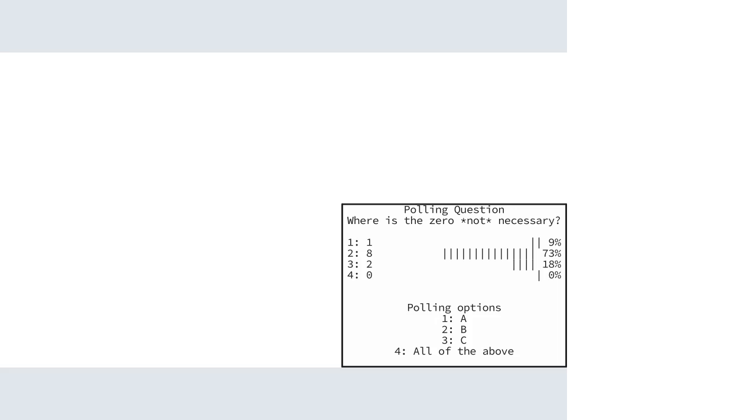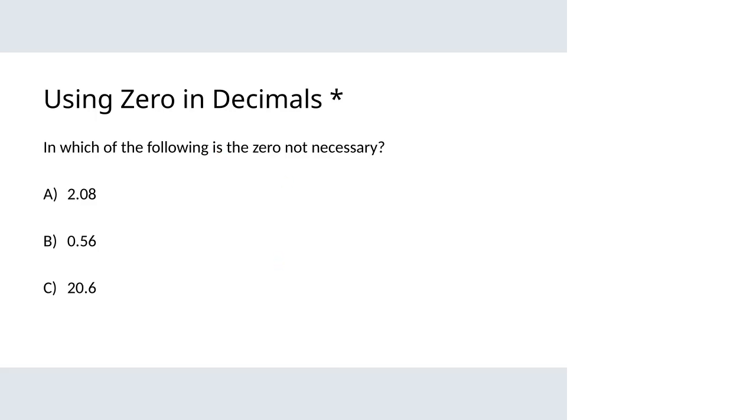Okay, strong agreement, but not unanimous. So we'll talk about this a little bit. So in which of the following is the zero not necessary, meaning it doesn't have to be there? Well, in the first one, we have 2.08. If we didn't put the zero there, it would be 2.8. That would have a very different meaning. This is 2 and 8 hundredths. This is 2 and 8 tenths. So the meaning would change. So the zero is necessary there. We change the value of the number if we get rid of the zero.